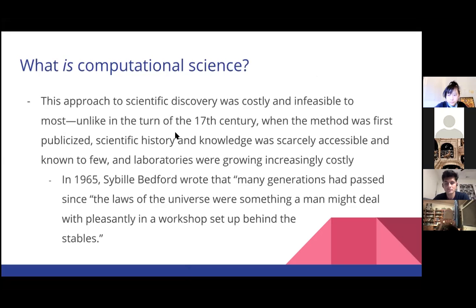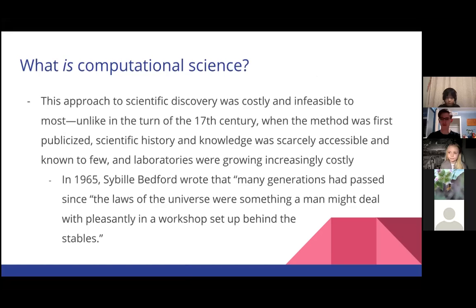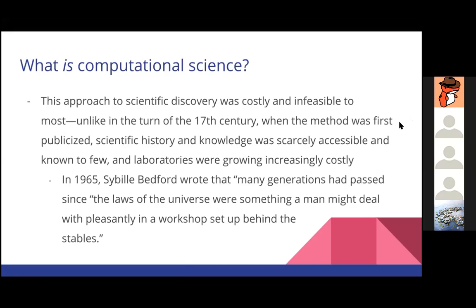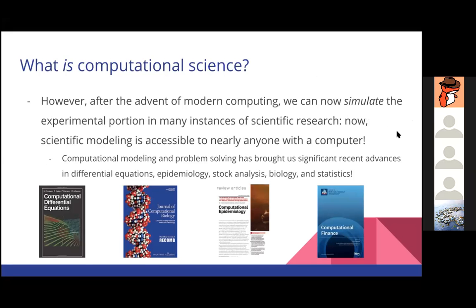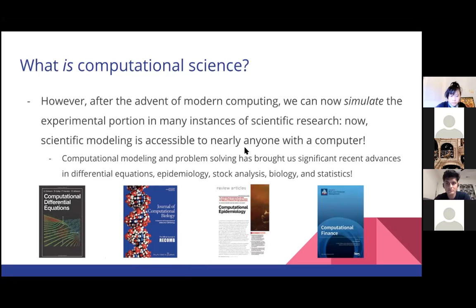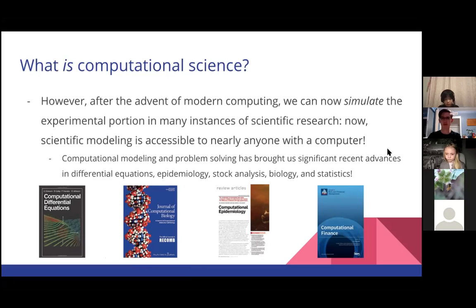So indeed, in the 1800s and 1900s, science was becoming increasingly exclusive and elite. If you don't have the nobility to get into the scientific world, if you don't have the money to set up a laboratory, if you just aren't born in a place that's home to a lot of scientific knowledge sources, then it's going to be pretty hard for you to get into science or even really realize that science exists. However, after the advent of modern computing, we can simulate the experimental portion in many instances of scientific research.